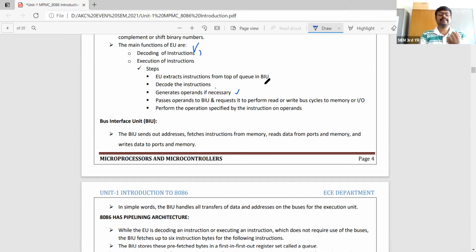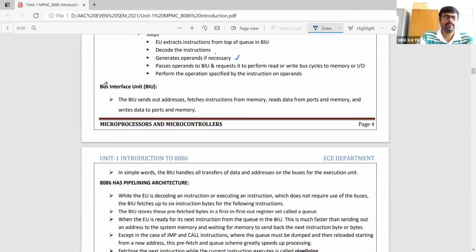The last point under the execution unit is to perform the operation specified by the instructions on the operands. We give different types of operations, so step by step we perform the operation to get the specified instructions on the operands. These are the basic tasks associated with the execution unit.